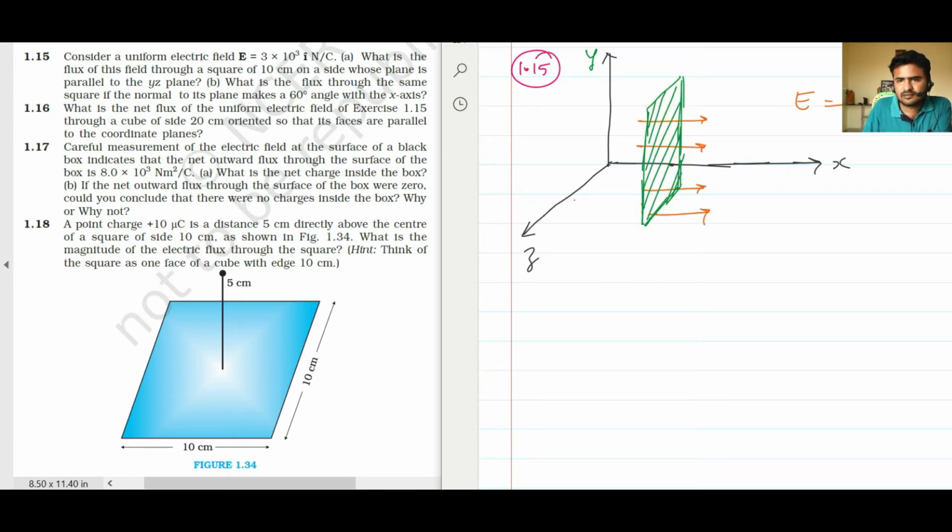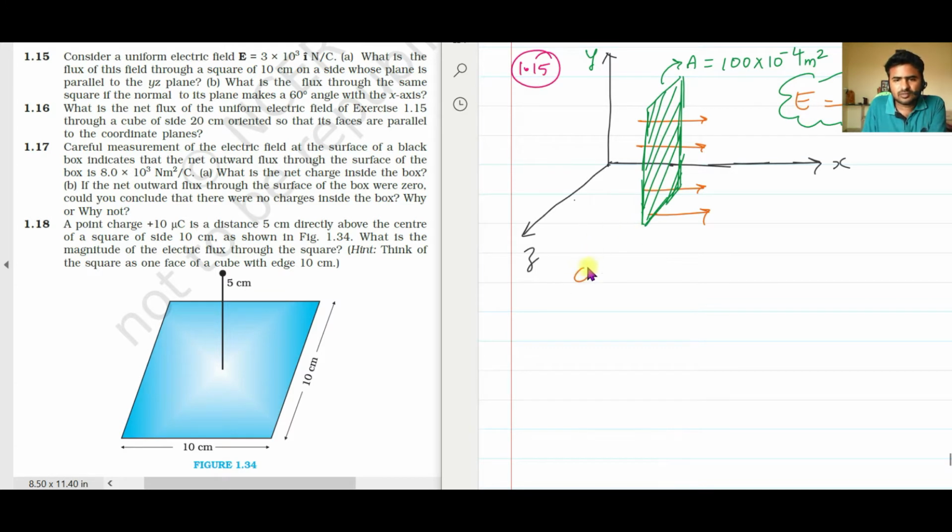The electric field is given here. Now how much will be the area? Since it is a square of side 10 centimeter, the area is 10 centimeter into 10 centimeter, which is 100 centimeter square. If you convert that into meter square, it will be 10^-2 meter square. So that is my area and this is my electric field.